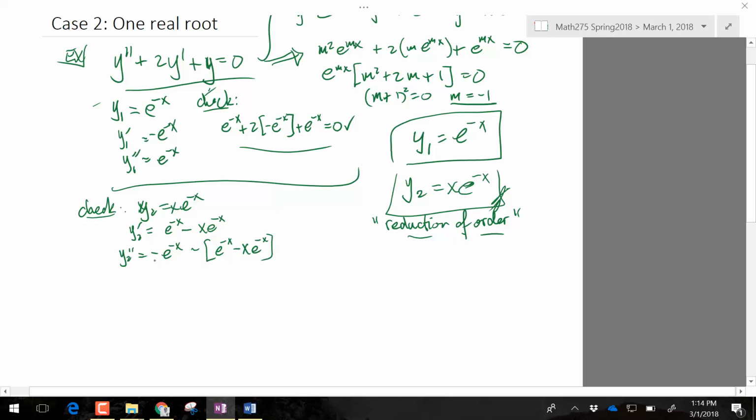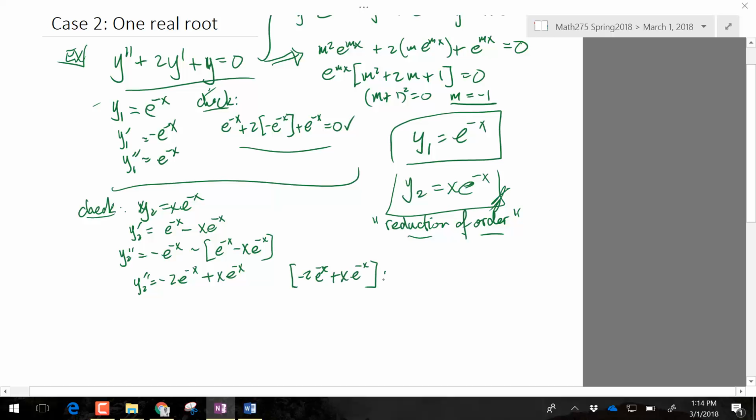So we want to simplify this. We got negative e to the negative x minus e to the negative x. That's negative 2e to the negative x. And negative times negative, so that's a positive x e to the negative x. So our y double prime is going to be this. Simplify it because we're going to put it back into the original differential equation. We got y double prime: that's minus 2 e to the negative x plus x e to the negative x.